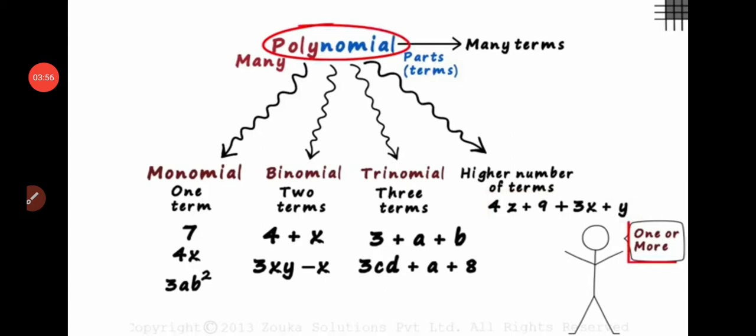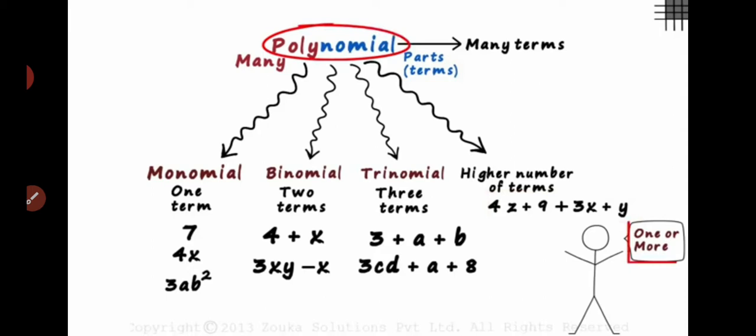See the examples of monomial. 7 is a monomial, 4x is also a monomial, 3ab square is a monomial. 4 plus x is a binomial, 3xy minus x is binomial. 3 plus a plus b is a trinomial because it has 3 terms. 3cd plus a plus 8 is a trinomial. And now if we talk about 4z plus 9 plus 3x plus y, it has 4 terms. So if there is one or more terms, it's called a polynomial.